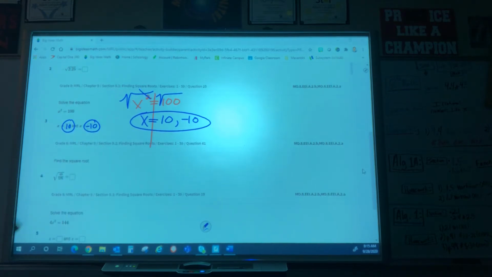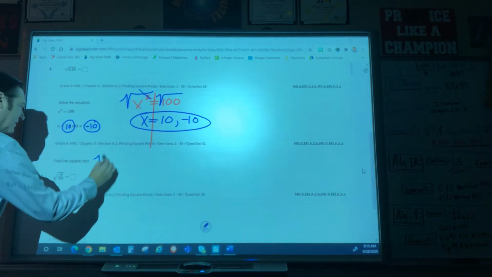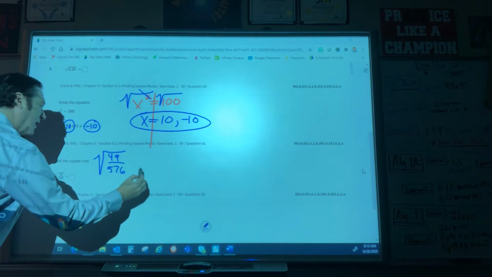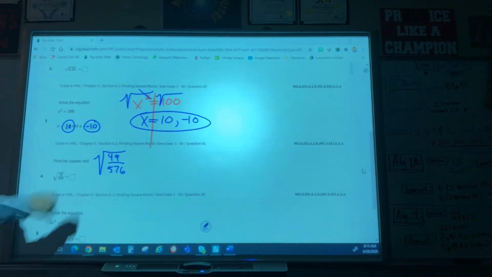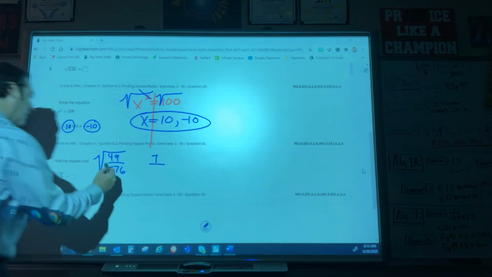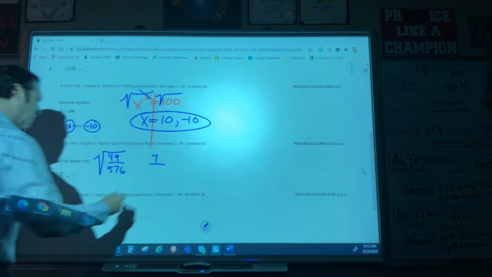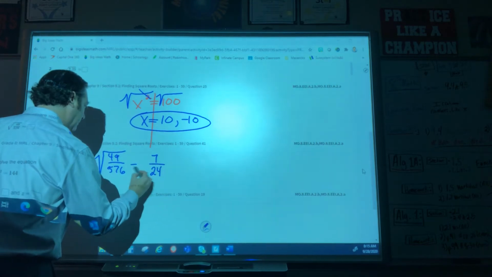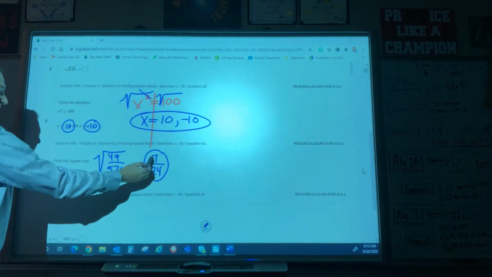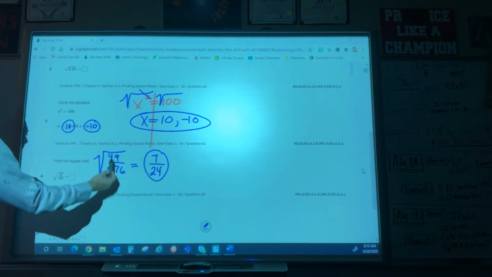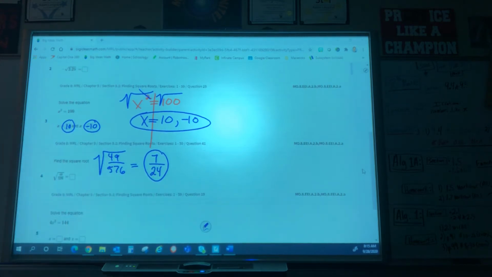Next one, number 4, looks kind of difficult with the fraction. It says take the square root of 49 over 576. Just square root both numbers. Square root of 49, that would be 7. And then the square root of 576 would be 24. So there's my answer. Square root of 49 is 7, square root of 576 is 24. So just square root both numerator and denominator. Let's look at number 5.